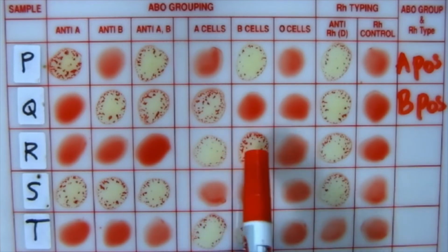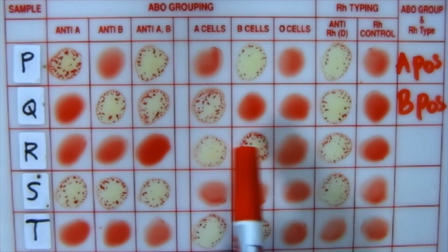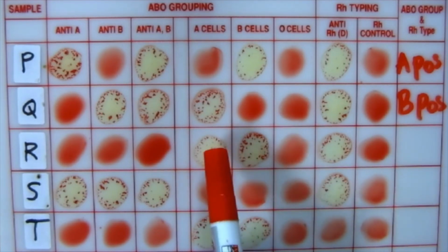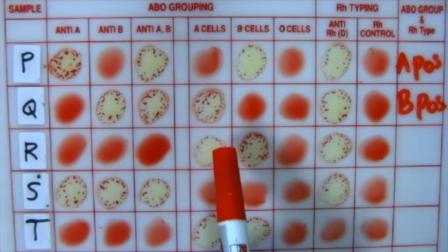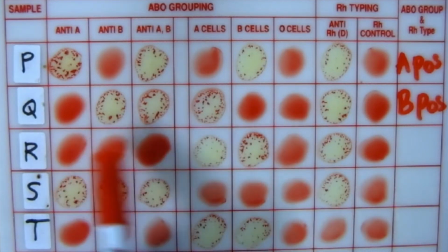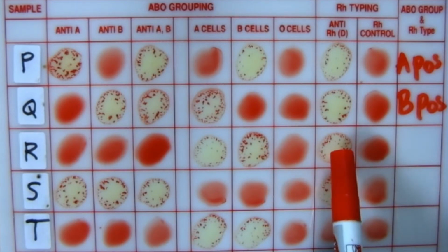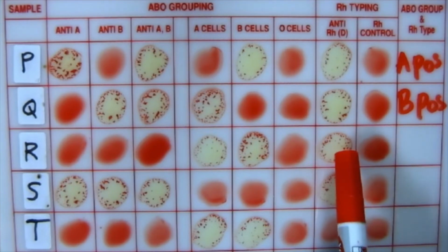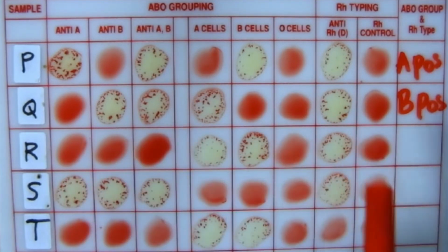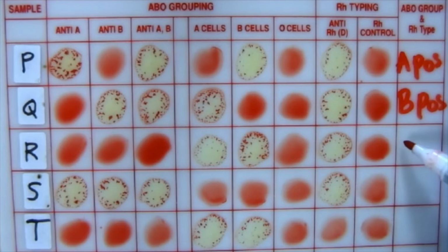As you can see here, the anti-A and anti-B react to the A cell and the B cell on the indirect section. So patient R is O, alright, showing a positive result here on the rhesus typing. That's when the patient is having the antigen D on its cell surface. So patient R is O positive.